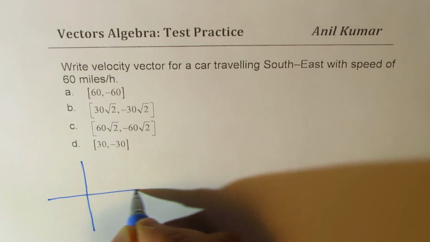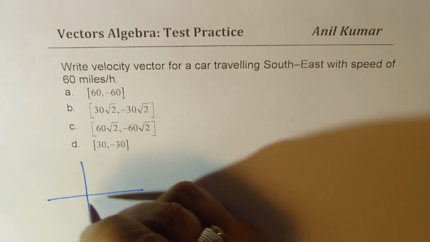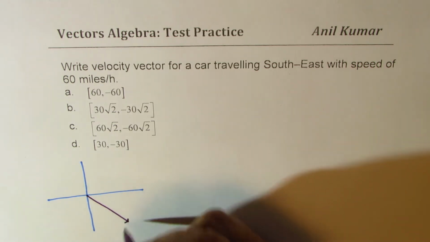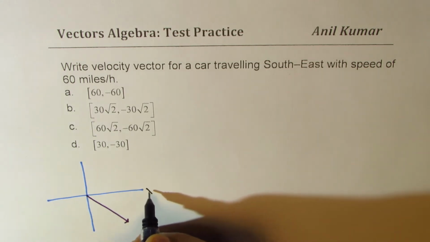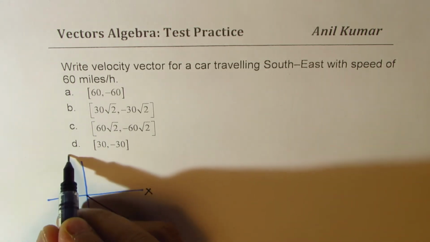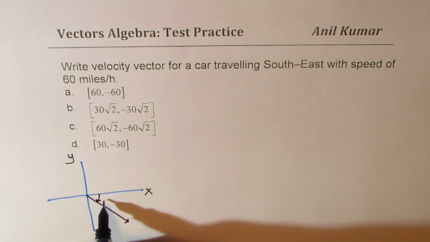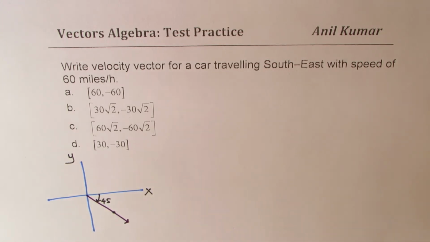So we have a car which is traveling southeast, that is to say 45 degrees with this. So let's say from origin traveling in this particular direction. Now you could consider any point on this. Let's say this is our XY plane, right? And southeast really means that this is 45 degrees, correct? Now we could consider any point on this.